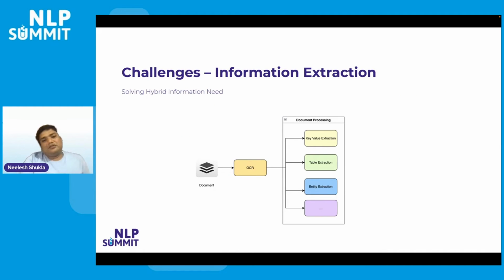Now coming back to the original problem, where you have a hybrid information need, how can you extract all this information together, right? So what usually the current solutions are is that we build models or build pipelines for specific tasks. Maybe table extraction is a different pipeline, key value extraction is a different pipeline, entity extraction is a different pipeline. Put a document there and it should take out the information.